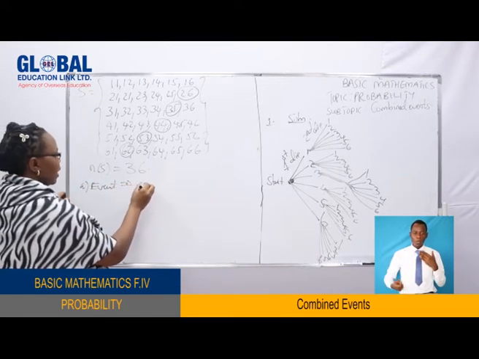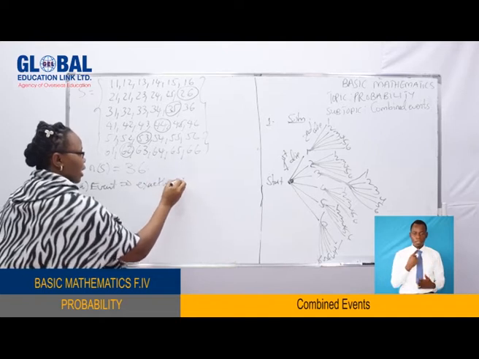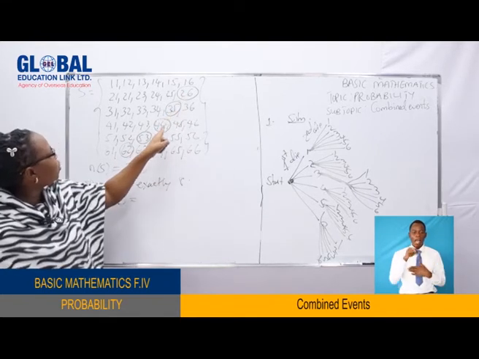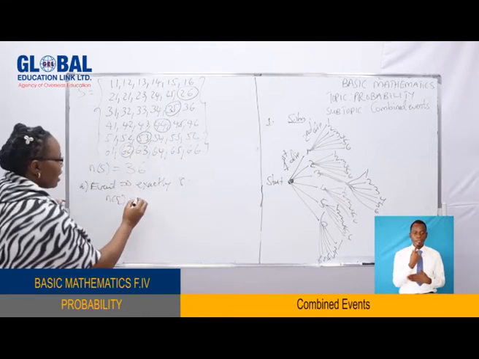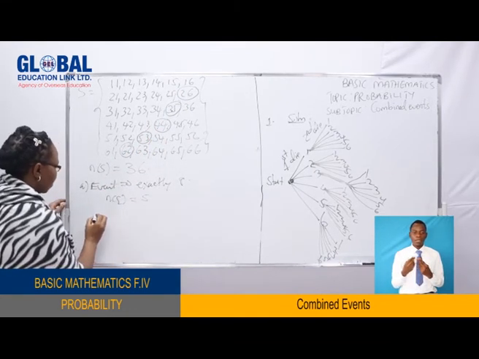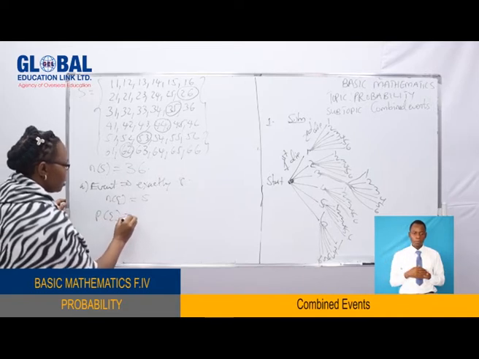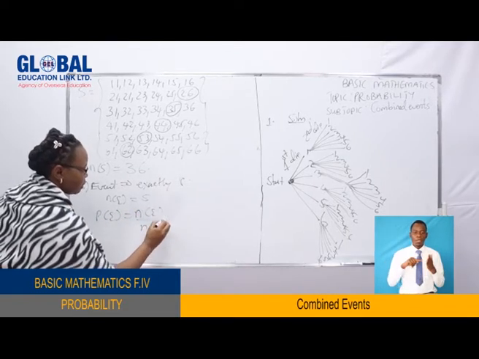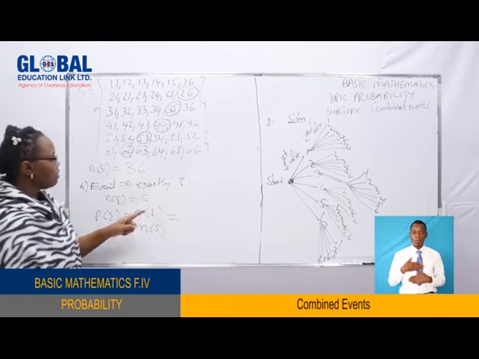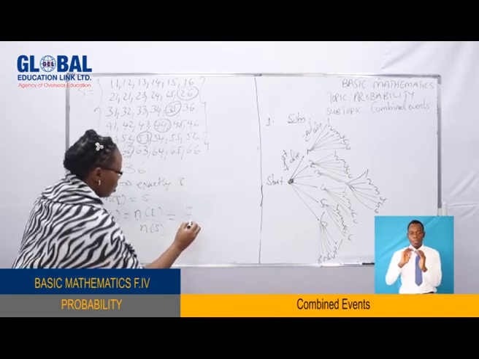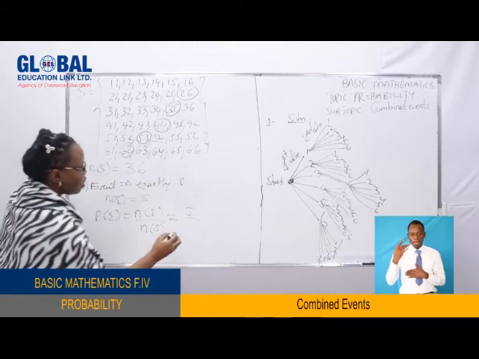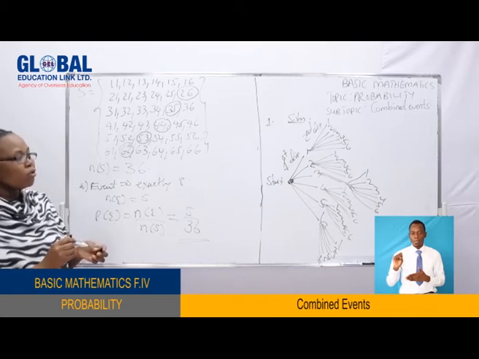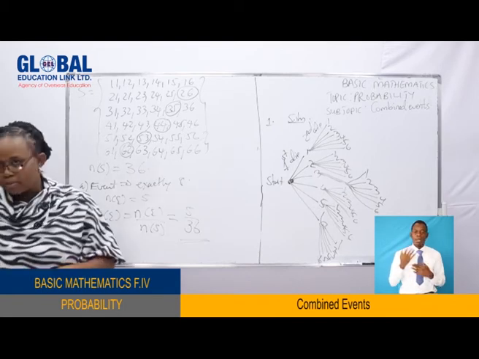Events is exactly 8. So the number of events: 1, 2, 3, 4, 5. Then the number of events is 5. So the probability of an event equals the number of events over the number of sample space, which is 5 over 36. So this is the probability of exactly 8. Part B.